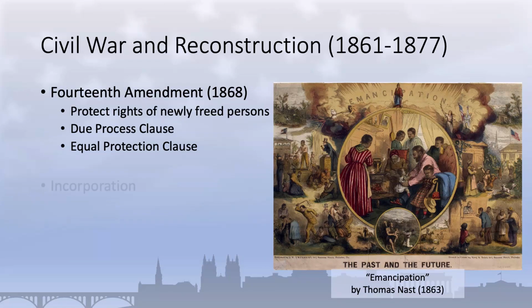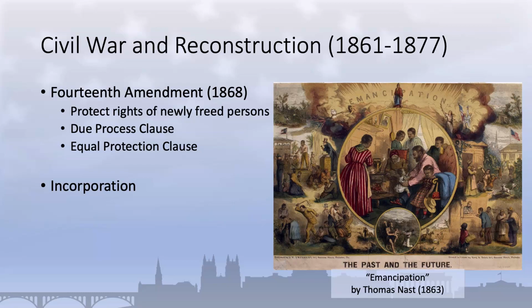Through the process of incorporation, the reach of the federal government was gradually expanded and limited the power of states to infringe upon individual rights. We examine this process in greater detail in another video, but a specific example of the process of incorporation can be seen in the case of Gitlow v. New York, where in 1925, the Supreme Court ruled that the First Amendment's protection of free speech applied to state governments through the Due Process Clause of the 14th Amendment.